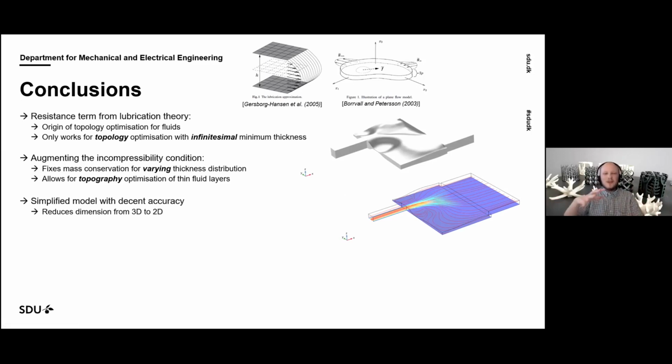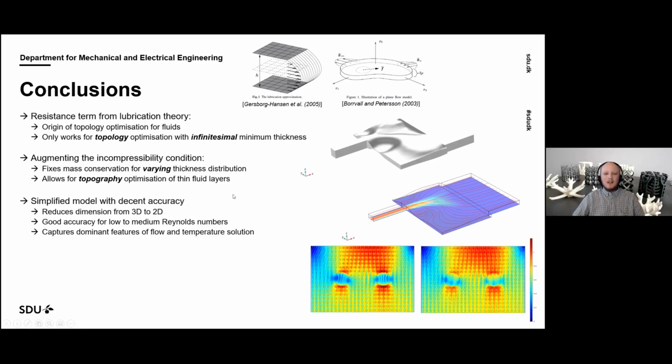We can reduce 3D to 2D models. We get, like I said, good accuracy for low to medium Reynolds numbers. We capture the dominant features of these flow and temperature solutions. And this allows us to potentially go to the transient situation. Now we have a 2D model instead of a 3D model.